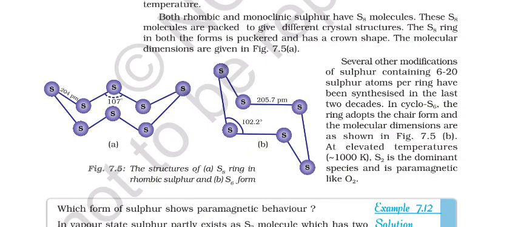Both rhombic and monoclinic sulfur have S8 molecules. These S8 molecules are packed to give different crystal structures. The S8 ring in both the forms is puckered and has a crown shape. The molecular dimensions are given in figure 7.5. Several other modifications of sulfur containing 6 to 20 sulfur atoms per ring have been synthesized in the last 2 decades.